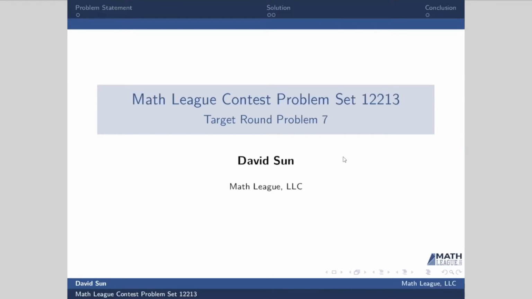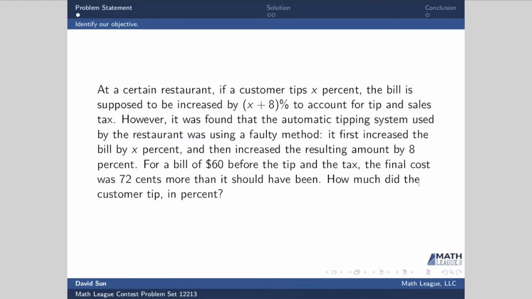Hello. Let's look at Math League contest problem set 12213 target round problem 7. At a certain restaurant, if a customer tips X%, the bill is supposed to be increased by X plus 8% to account for tip and sales tax.